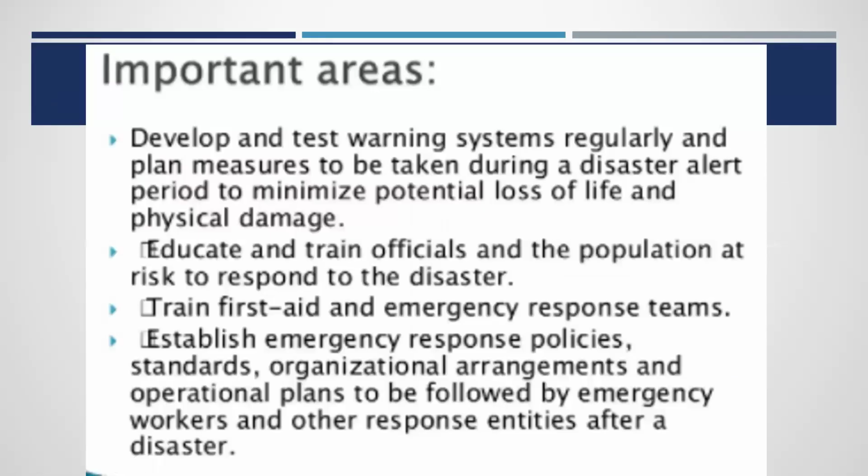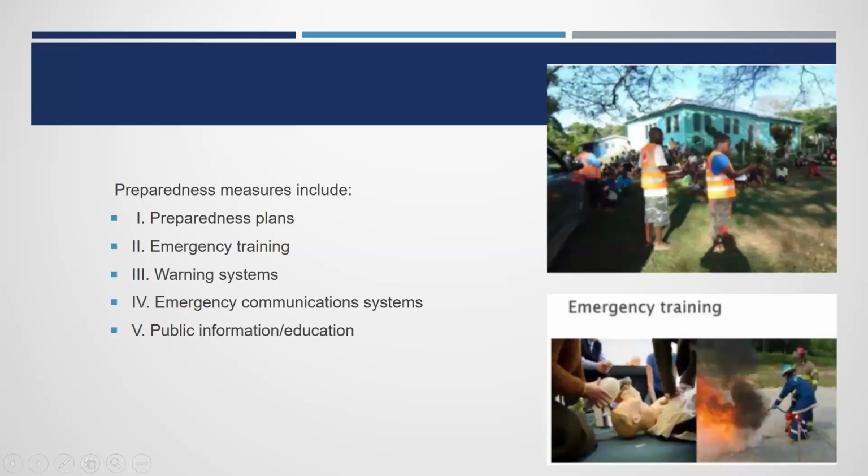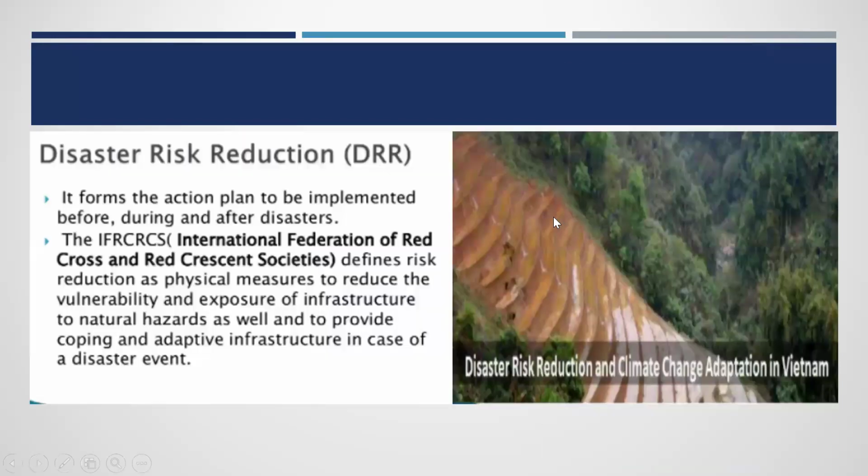Important areas: develop and test warning systems regularly and plan measures to be taken during a disaster alert period to minimize potential loss of life and physical damage. It includes educating and training officials and the population at risk to respond to the disaster, training first aid and emergency response teams, and establishing emergency response policies, standards, organizational arrangements, and operational plans to be followed by emergency workers and the other response entities after a disaster. Preparedness measures include preparedness plans, emergency training, warning systems, emergency communication systems, and public information and education.